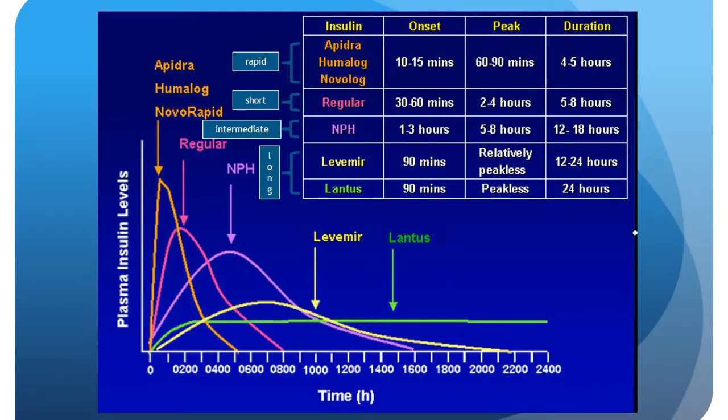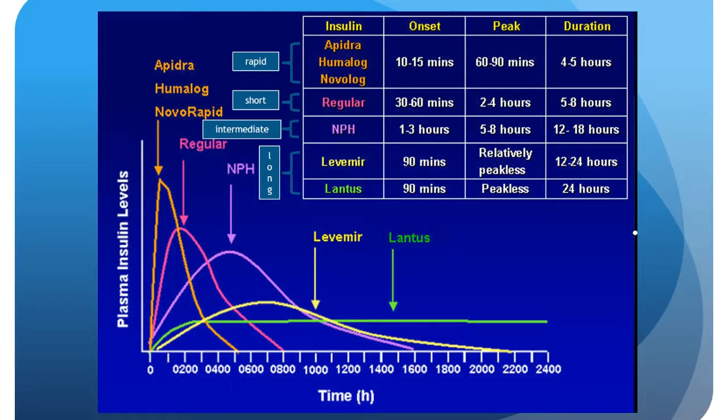Short-acting insulins, the regular one. This is the regular one that we use in hospital for hospitalized patients. The regular insulin, Humulin R or Novolin R, these insulins start working within 45 minutes, and they cover 6 hours. So they usually cover insulin needs for meals eaten within 1 hour.